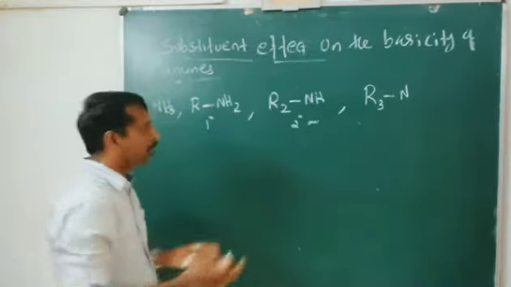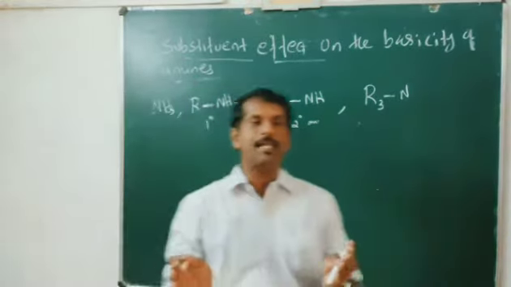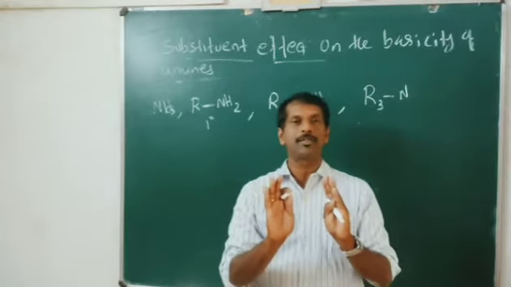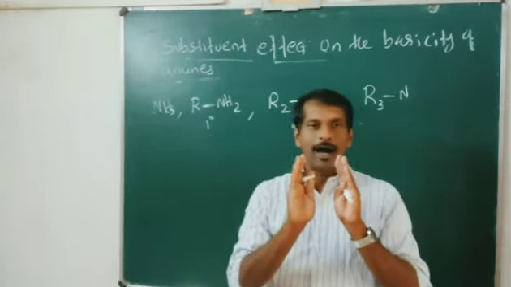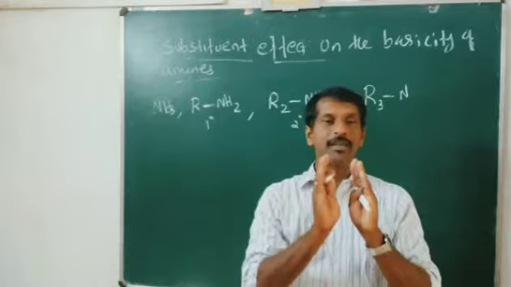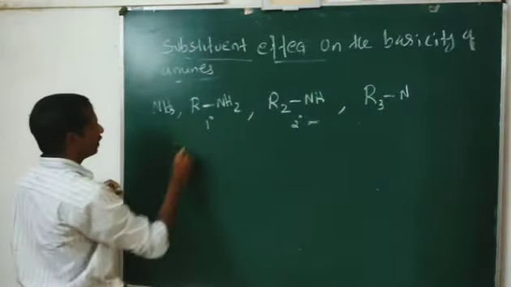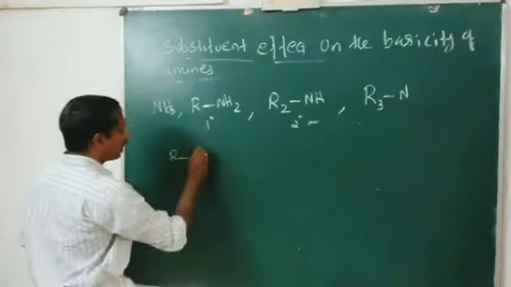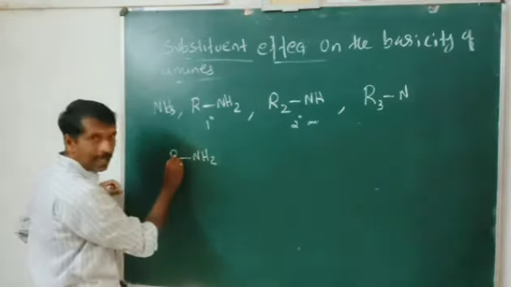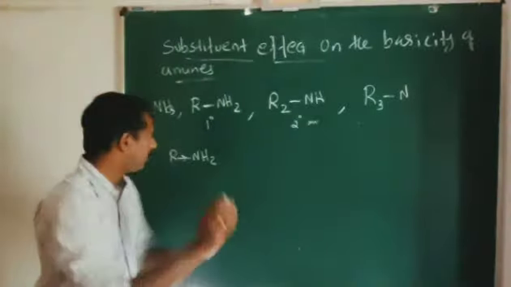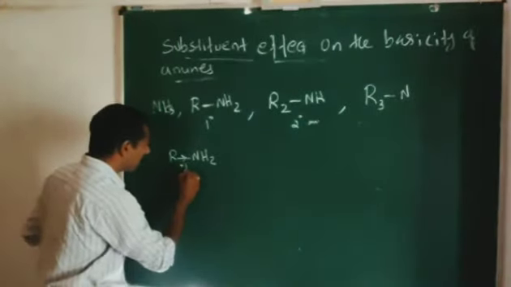Look at here. We know that alkyl groups are electron pushing groups. That means alkyl groups have plus I effect. Here I am taking RNH2. Here is the alkyl group. The alkyl group has plus I effect, electron pushing effect.